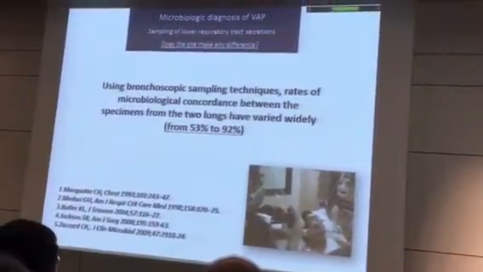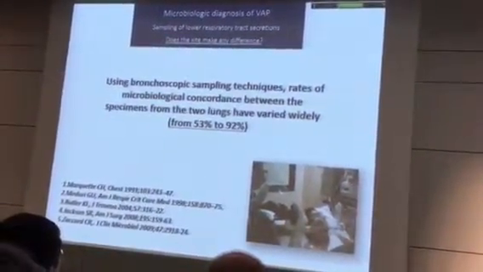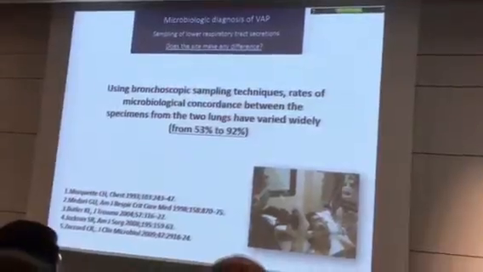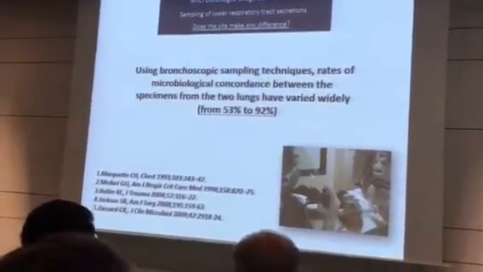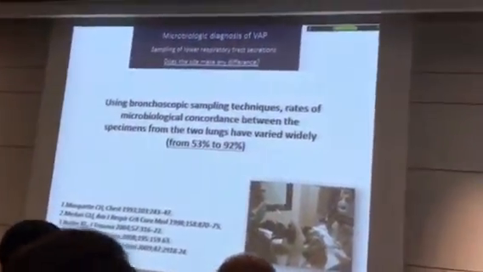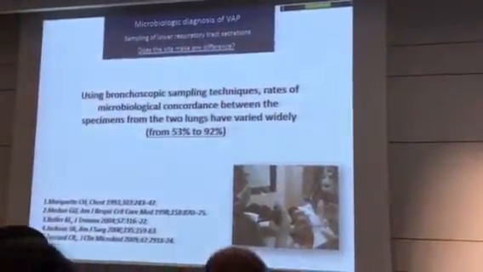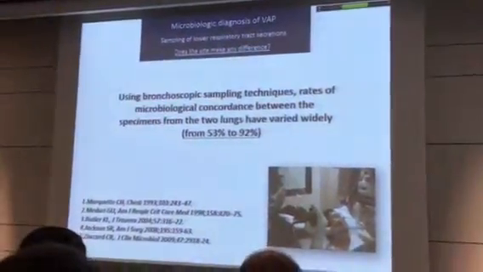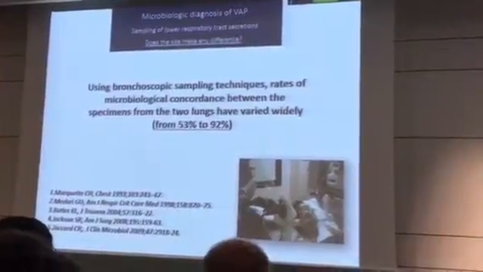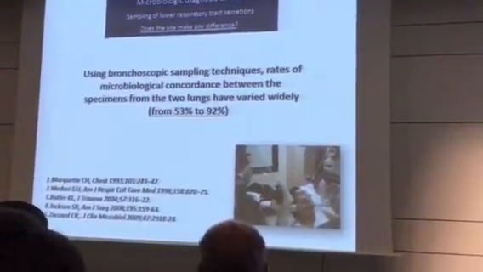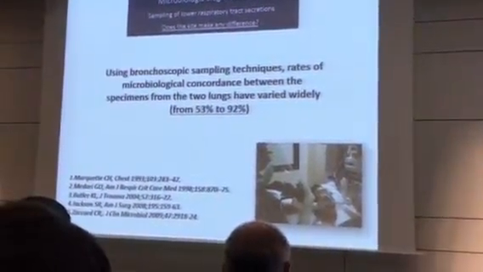So we tried to better analyze how, by using the bronchoscope, you may have a concordance between specimens taken in the two lungs. But if you look at the literature, you can see that this concordance varies widely, from 53% up to 92%.